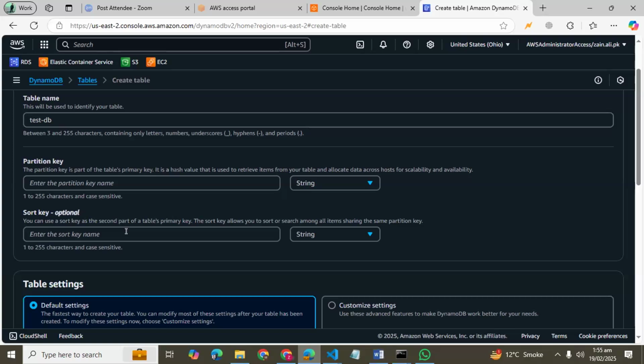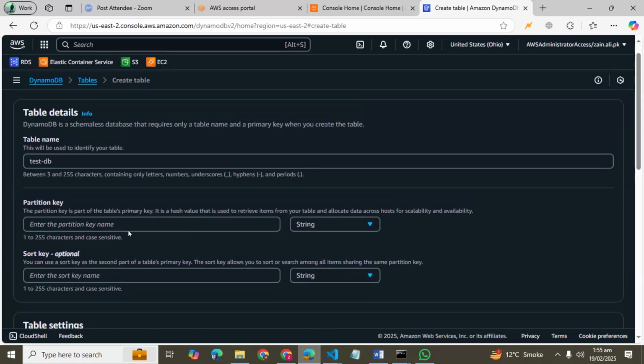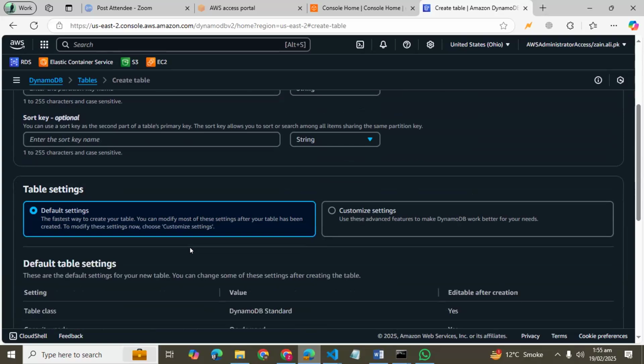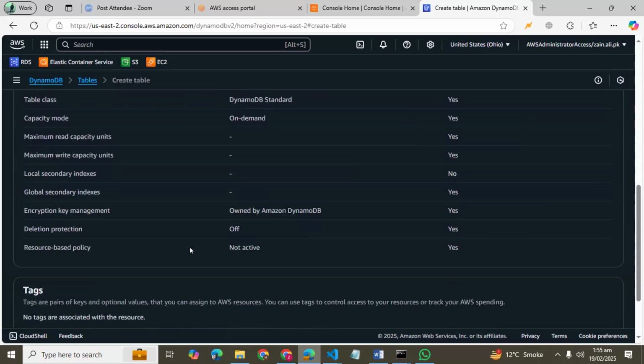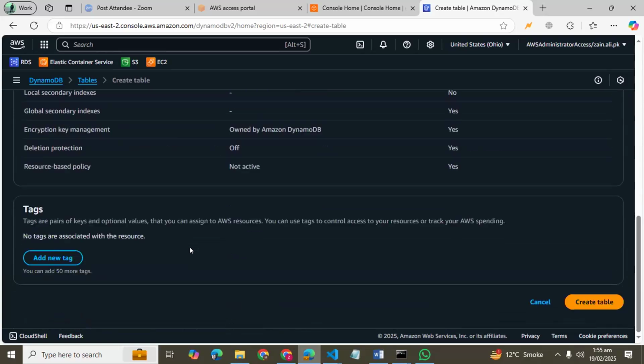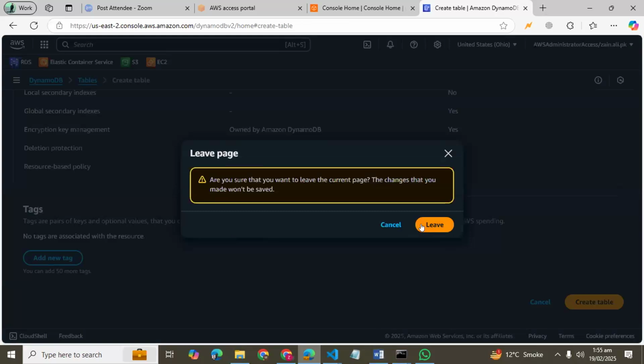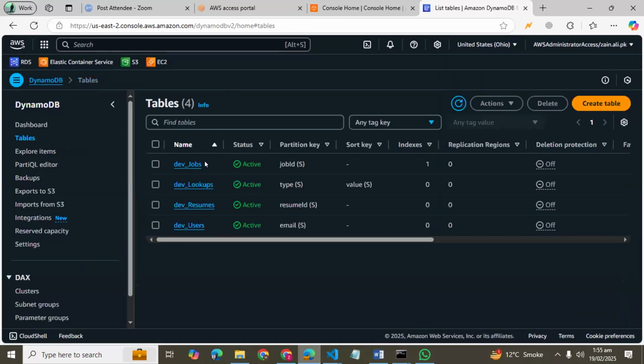The purpose of telling you is that if we spend the whole lecture on it, every database service has different table settings, as you can see here. Once you set all these things, you need to click on create table, and once you click on it, your table is going to be created. In that case, we have four tables with names like dev job, lookups, resume. Once you create the table, you can use it in your code where you want to store your data. So this is something like a database service.